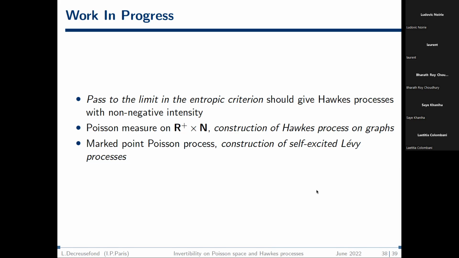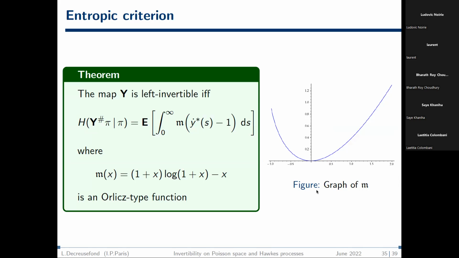And so second question. This entropy characterization: if you take one case where one knows about the existence, can one use that to prove computationally that some processes are not invertible, right? Or to show an example where I know I have no example.